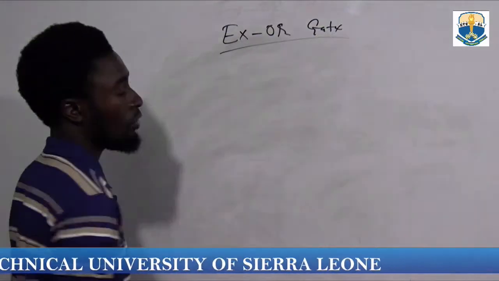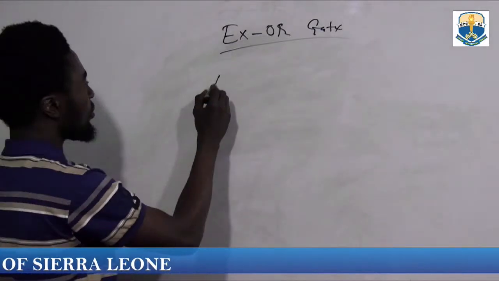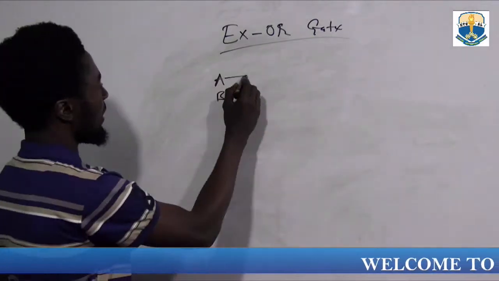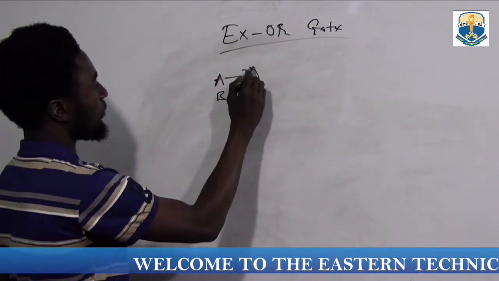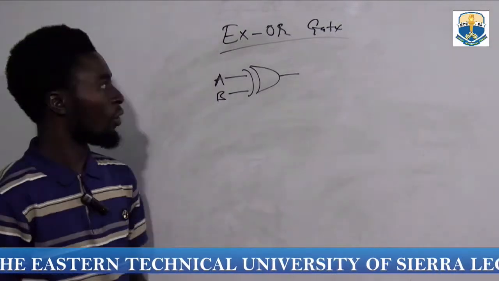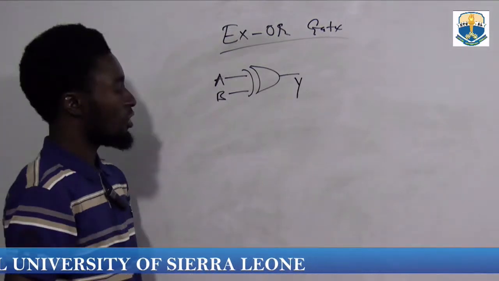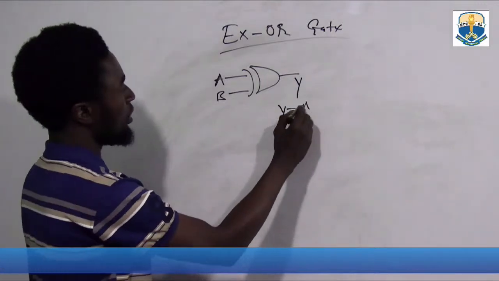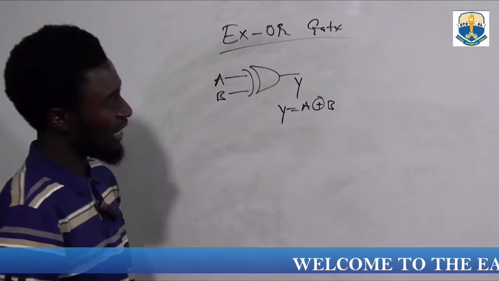But maintaining the two inputs, input A and input B, let's try to draw our gate. So this is the gate for exclusive OR. If our output is equal to Y, let's see what we'll have. Y may now be equal to A plus B, and we circle the plus sign operator.